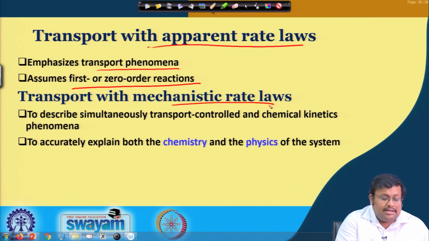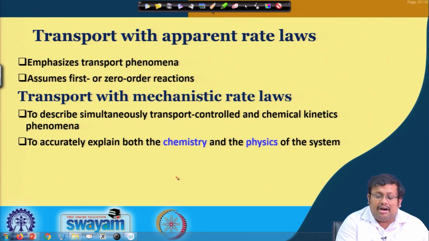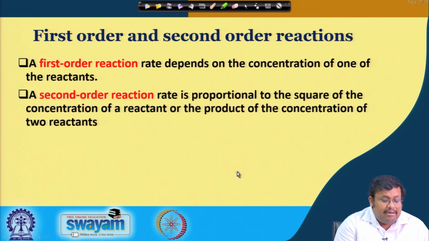Now, transport with mechanistic rate laws, this is the fourth and final one. It basically describes simultaneously the transport control and chemical kinetics phenomena. So, it basically defines both, simultaneously, transport control and chemical kinetics. So, from the physics point of view, they define this transport control process, and simultaneously from the chemistry point of view, they express the chemical kinetics. So, these are the four different types of rate laws which we generally apply.